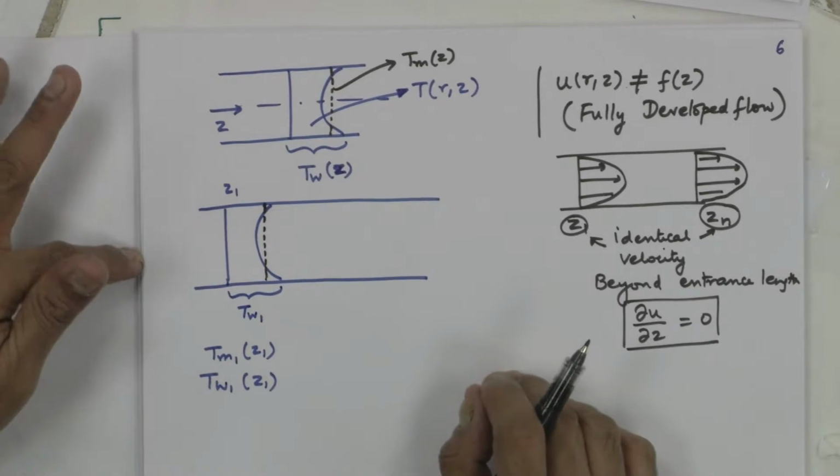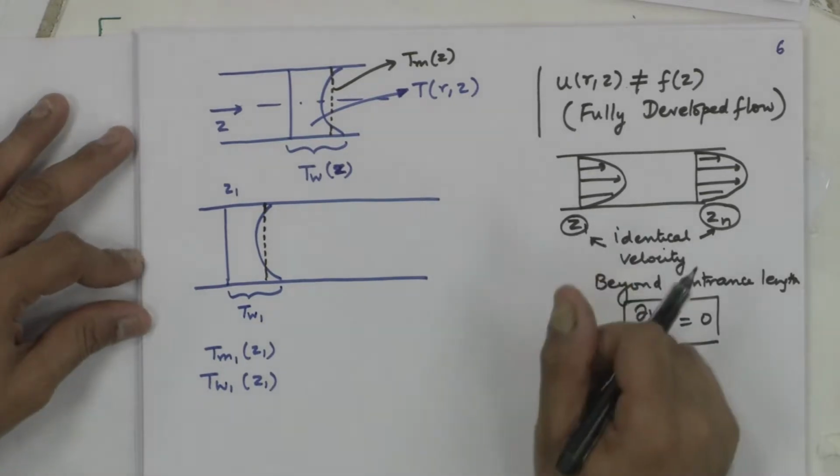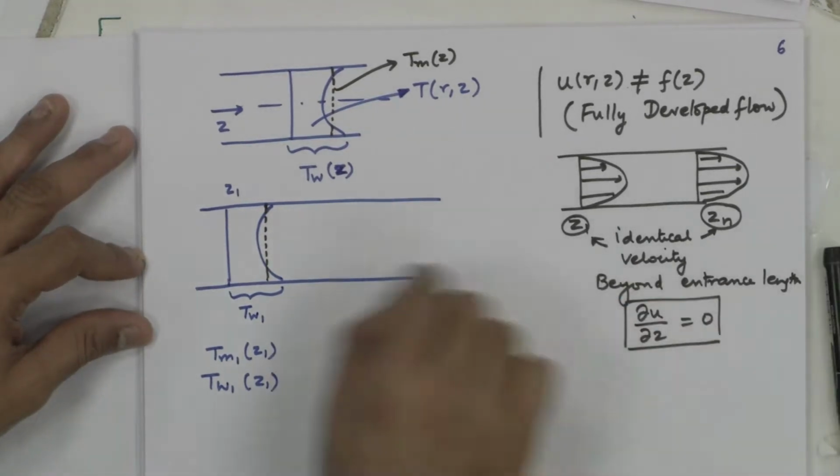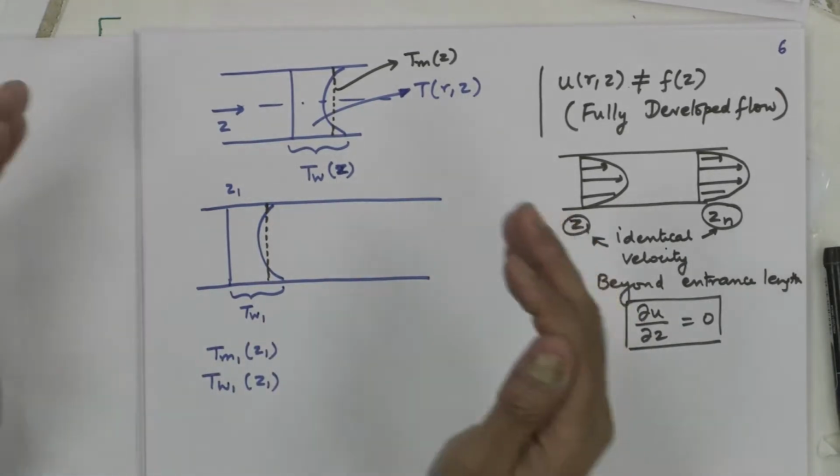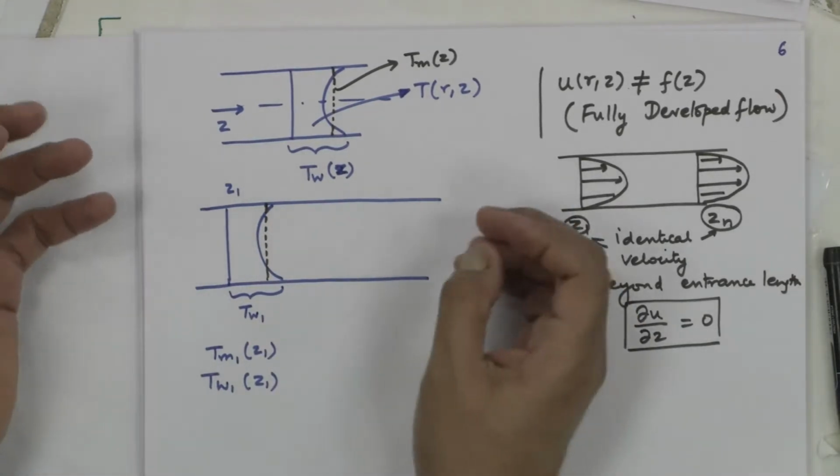Water at 25 degrees enters the pipe, leaves at 40 degrees. What does it mean? If I took the water, put it in a cup, insulated, mixed it very well and put in a thermometer, the temperature the thermometer would measure is the temperature at that location. This is called the mixing cup temperature or bulk mean temperature. This is a number you and I will know.